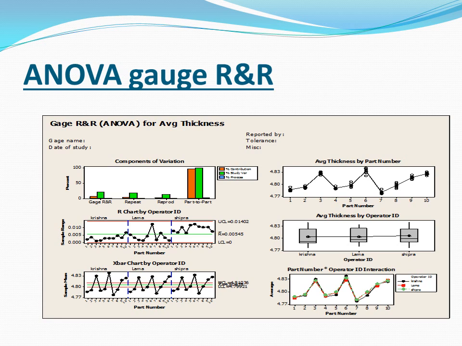Then coming to the gauge R&R ANOVA for thickness, we have the percentage graphs for gauge R&R, repeatability, reproducibility, and part to part. In the sample range, Krishna has better repeatability than Lama and Shipra. When we compare, he has a good range, and we don't find a lot of differences. In the average thickness by operator ID, we can see that Krishna, Lama, and Shipra are almost equal, and it has good repeatability and reproducibility.